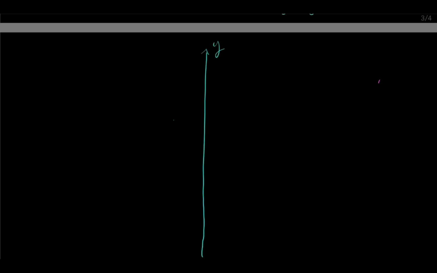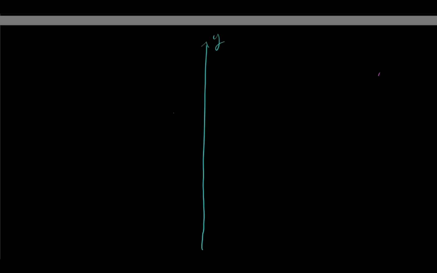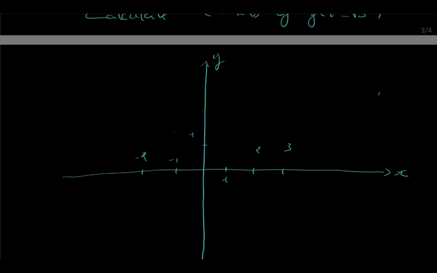Okay, so now let's graph the function. We've got our y-axis here, and our x-axis here. We've got the forbidden value 1 here. So let's say that this is 1, minus 1, minus 2, and here 1, 2, 3. Perfect. Now let's write down the slant asymptote.